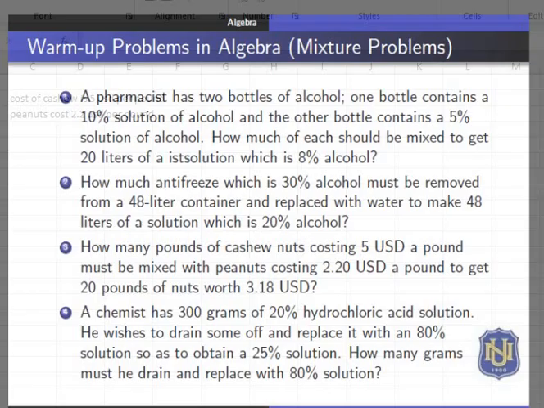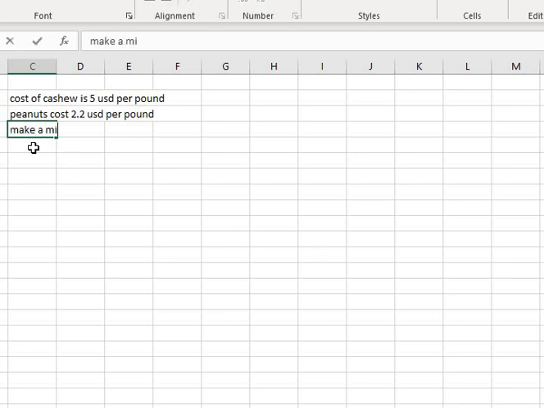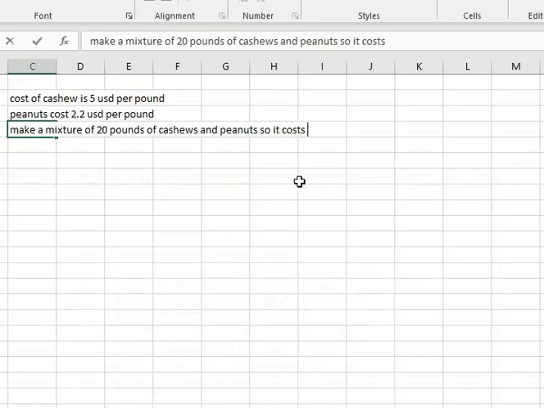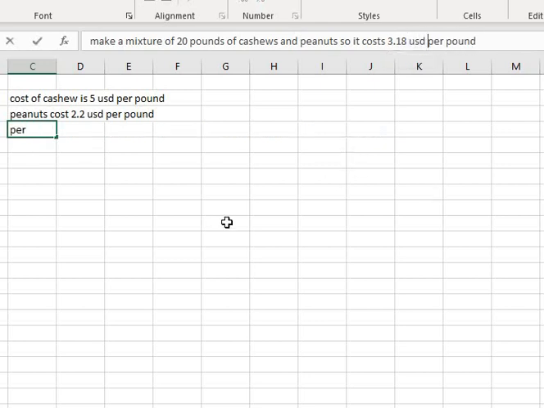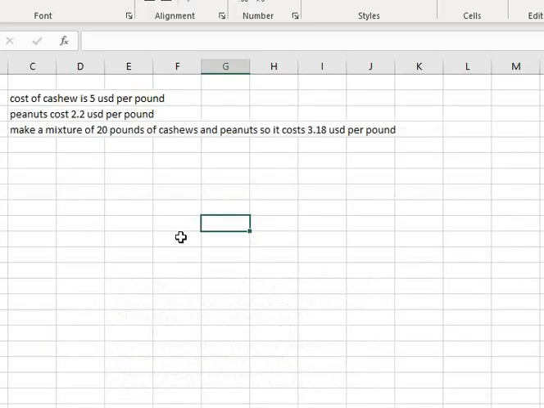Okay, so what do we know? We need to make a mixture of 20 pounds of cashews and peanuts. How much does it cost? 3.18 US dollars per pound. So we must mix cashew and peanuts to get 20 pounds of nuts worth 3.18 US dollars per pound. All right, okay. So because we are mixing, this is what's going to happen.